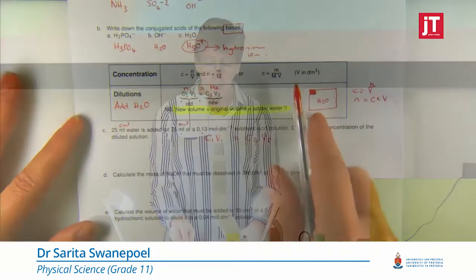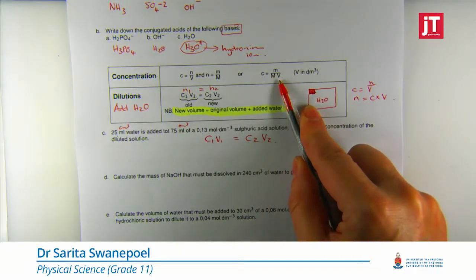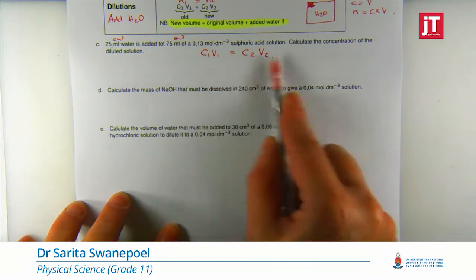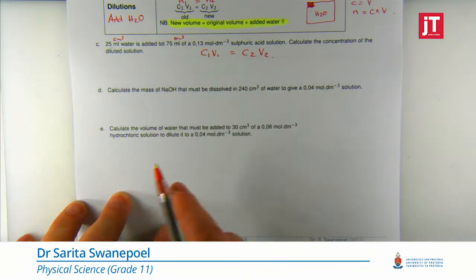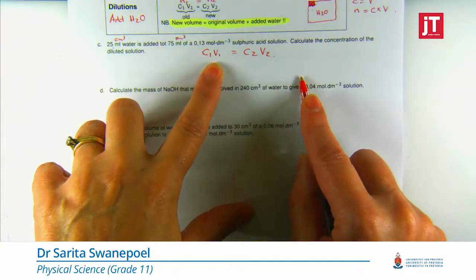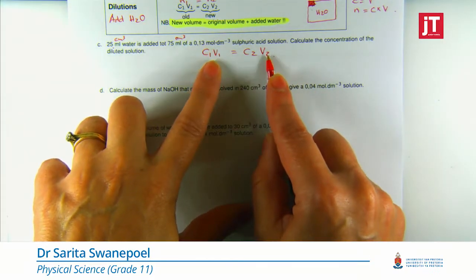Let's go back to the equations. In that one, can I use cube centimeters? No, there's only one V, so it should be in cube decimeters. But if it's on both sides, then it doesn't matter. Just don't use cube centimeters on one side and cube decimeters on the other. Use the same one.